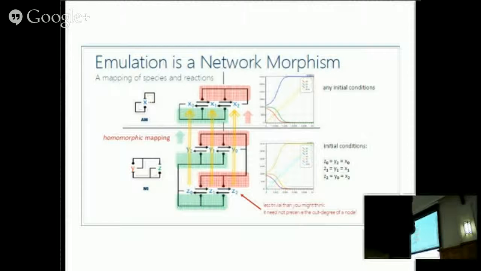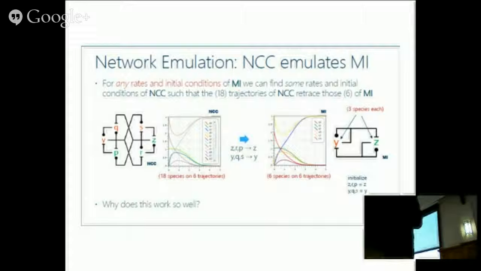And if you have this mapping, then for any choice of initial conditions and also any choice of rates of these reactions, you can find initial conditions and rates such that the kinetics, the traces there, are identical up to overlapping. Okay? So this is just an observation. But this happens in many cases.